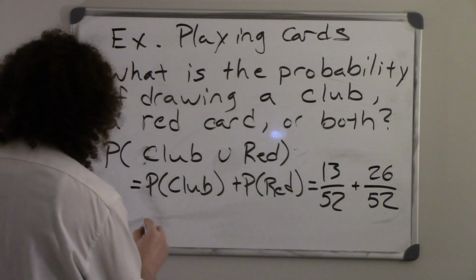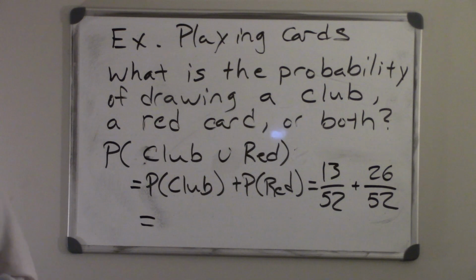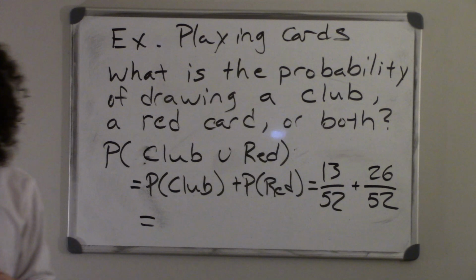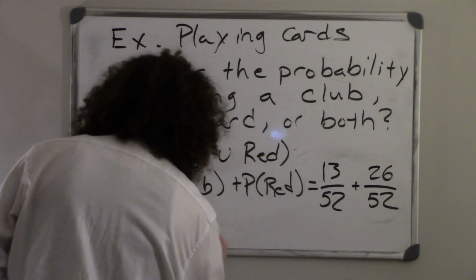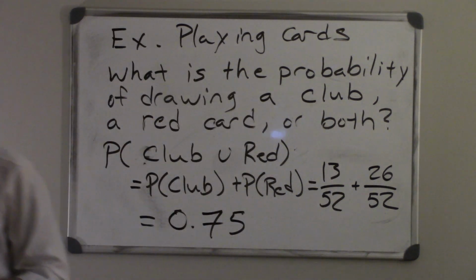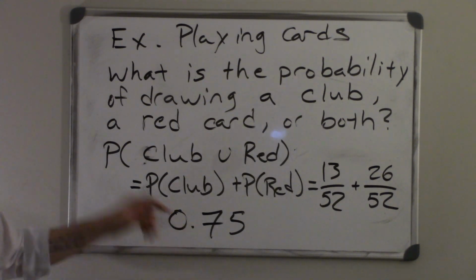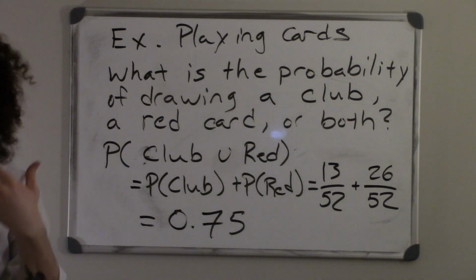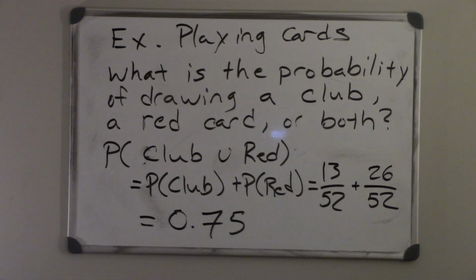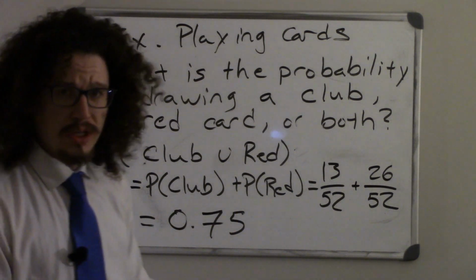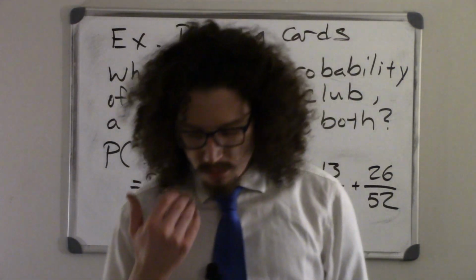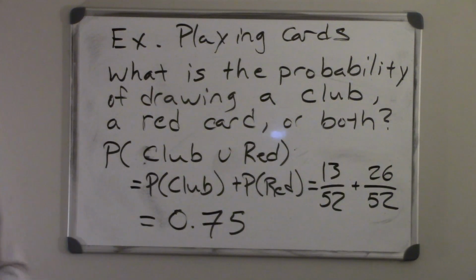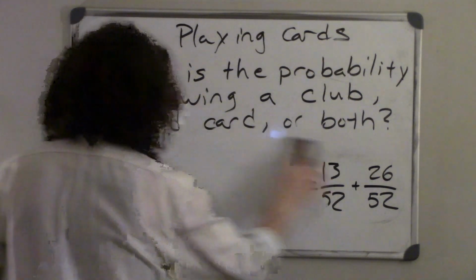All right, so the number of outcomes is 52 for the sample space. So when we do this, 13 over 52 plus 26 over 52, you are probably not going to be terribly surprised to find that our answer is 0.75. So the probability that you will draw a card that is a club, a red card, or both is 0.75. Again, this only works because these two events are mutually exclusive. If they were not mutually exclusive, we would have had to do something else.